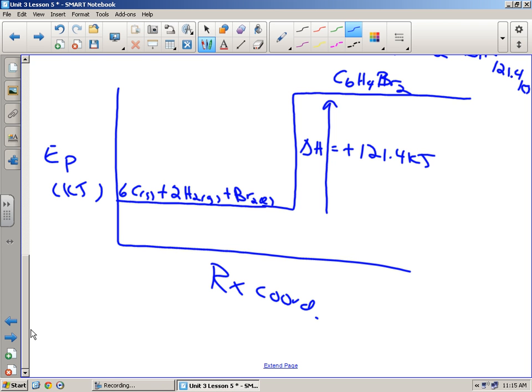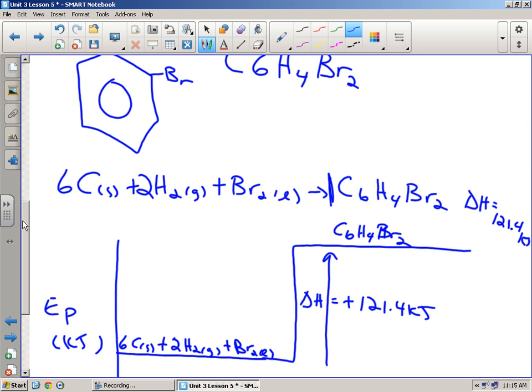Okay, good so far? You are only making, according to the balanced chemical equation, so remember, this is your balanced chemical equation. Based on this chemical equation, the heat of formation that's required for 1,2-dibromobenzene is 121.4 kilojoules for every mole of that you make. Well, we're only making one mole in this balanced chemical equation, so I would need 121.4 kilojoules of energy. I would start with these things here, carbon, hydrogen, and bromine, and I would put in 121.4 kilojoules of energy to get my product here, 1,2-dibromobenzene. Okay? So, that's the balanced chemical equation.